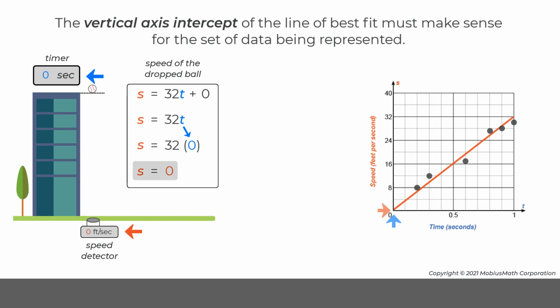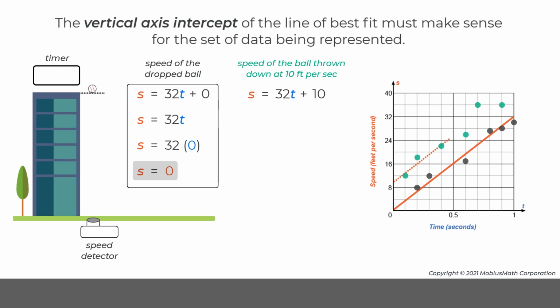Compare this to the experiment where the ball is thrown downwards at a speed of 10 feet per second at time t equals 0. For this experiment, the line of best fit for this data must have a vertical axis intercept of s equals 10 feet per second, because this is the speed of the ball when the timer is started, t equals 0.